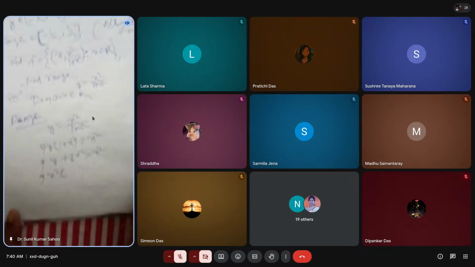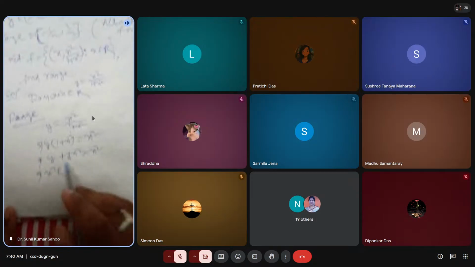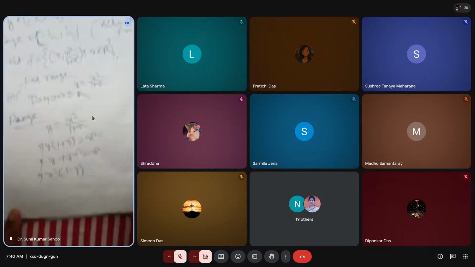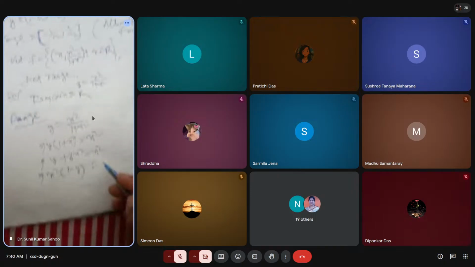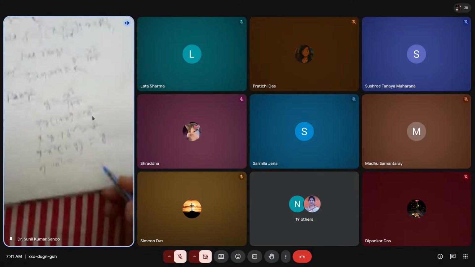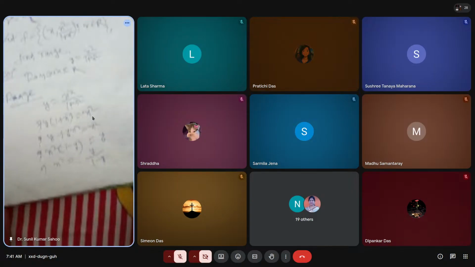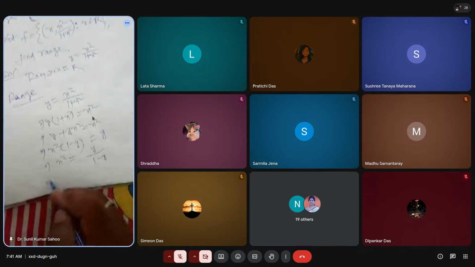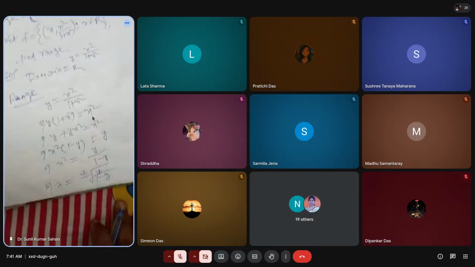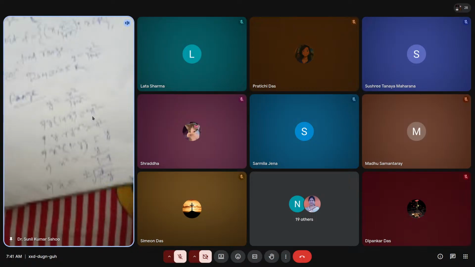So y plus y x square equal to x square. So write x square into 1 minus y equal to y. So that implies x square equal to y by 1 minus y. So that implies x equal to plus minus root of y by 1 minus y. Clearly y by 1 minus y must be greater than or equal to 0.